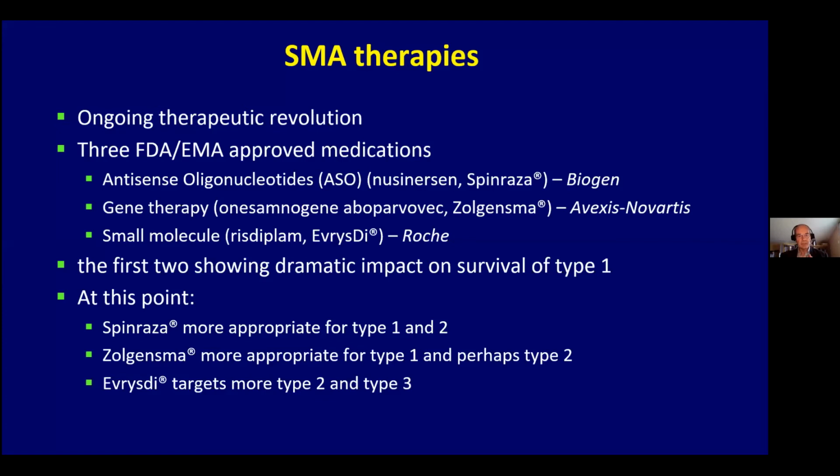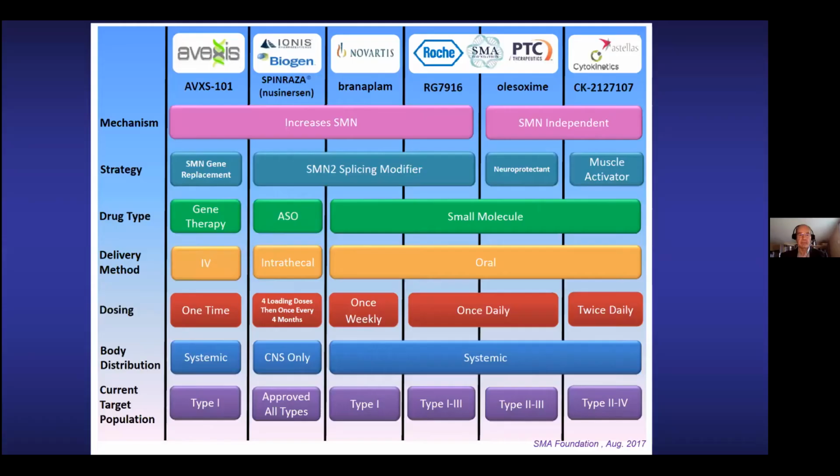And the first two are really showing dramatic impacts on survival of type 1 SMA patients. And at this point, we already use Spinraza more for type 1 and type 2 patients. Zolgensma, which is the gene therapy product, is more appropriate for type 1 and perhaps type 2, whereas the last one is probably more effective in type 2 and type 3.